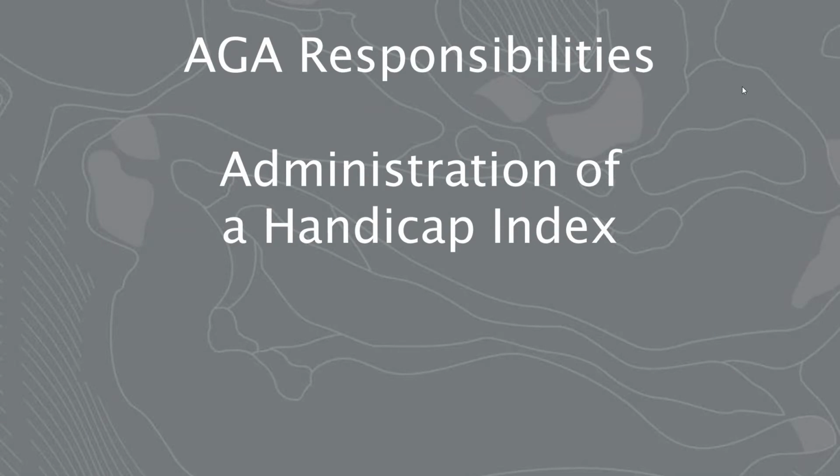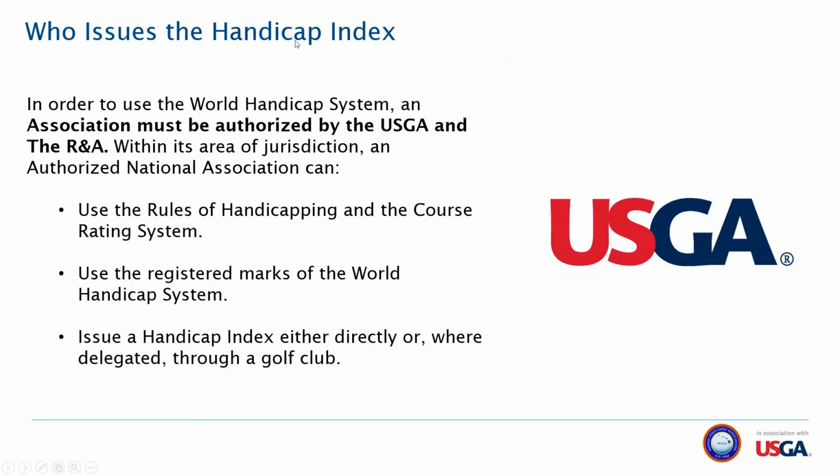Okay, so for the AGA responsibilities, basically the administration of a handicap index. So who issues the handicap index? In order to use the World Handicap System, an association must be authorized by the USGA and the R&A. Within its area of jurisdiction, an authorized national association can use the rules of handicapping and the course rating system, use the registered marks of the World Handicap System, and issue a handicap index either directly or, where delegated, through a golf club. Starting in 2020, the USGA will be the entity that issues a handicap index.